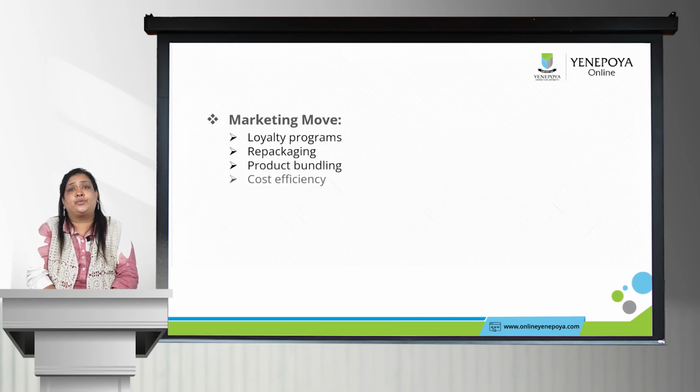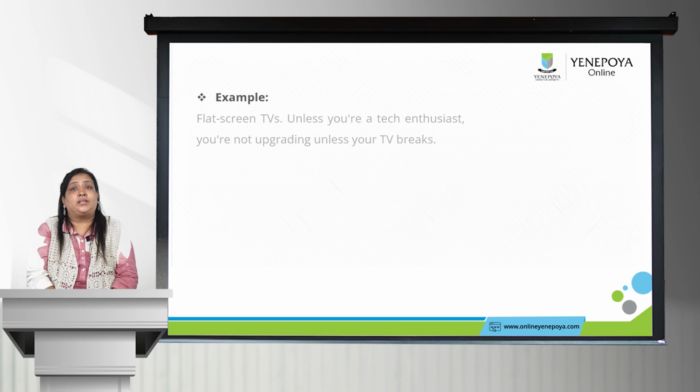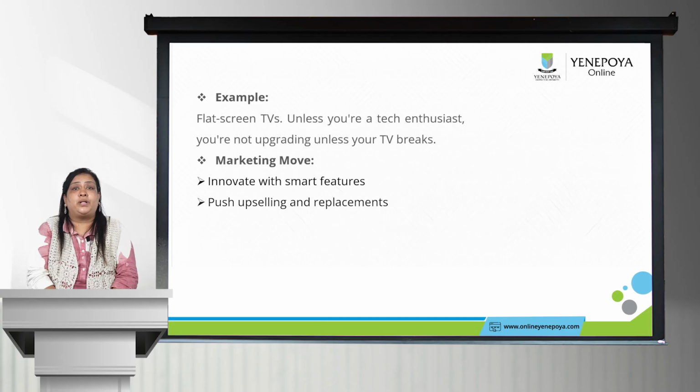And the fourth stage is saturation. Growth has stalled now. Some models include saturation as a substage of maturity. No growth, the market is overloaded, customers are indifferent. Example: flat screen TVs. Unless you are a tech enthusiast, you are not upgrading unless your TV breaks. And the marketing move is to innovate with smart features, and push upselling and replacement.